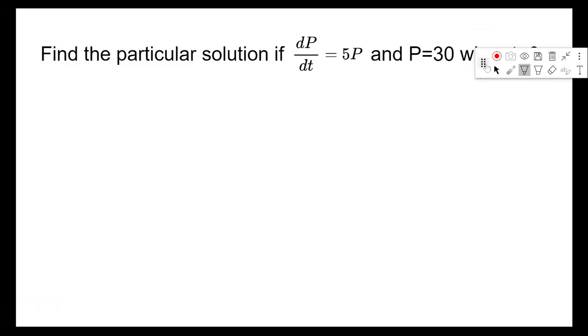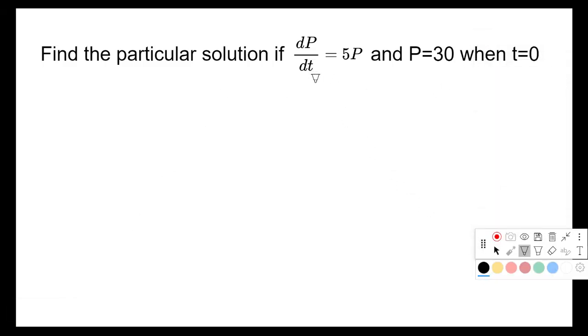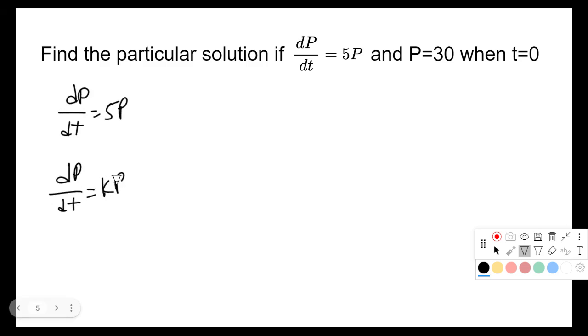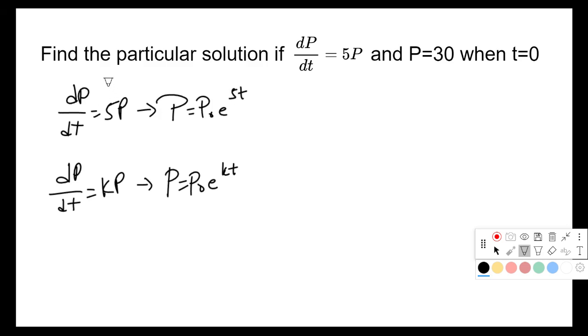Okay, so now let's find the particular solution if dP/dt equals 5P and P equals 30 when t equals 0. So I know dP/dt equals 5P. Well, I already know that if dP/dt equals kP, then P equals P naught e to the kt power. That's the formula we just came up with. So if dP/dt is equal to 5P, then P is equal to P naught e to the 5t power, because k is just 5 now. And then P equals 30 when t equals 0.